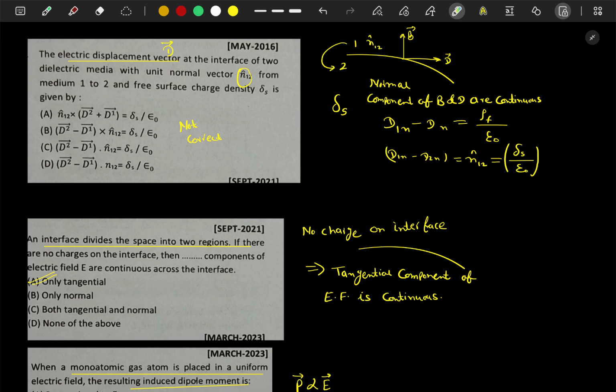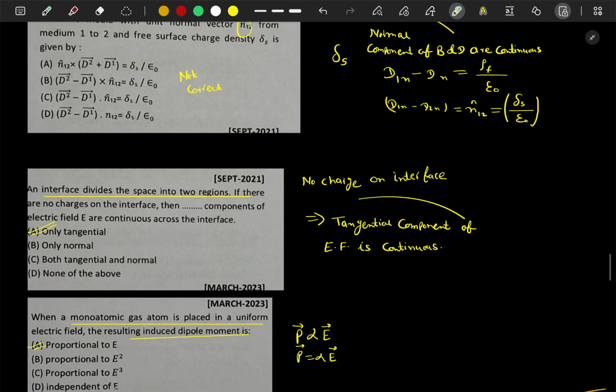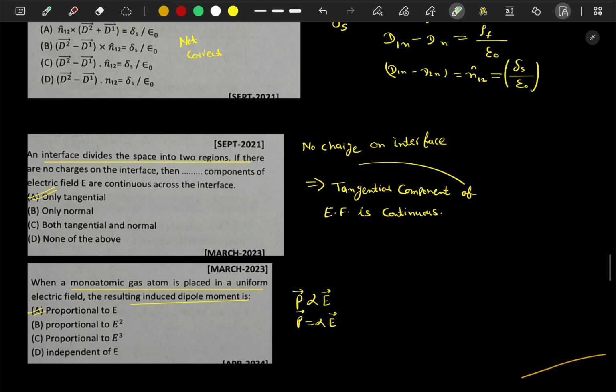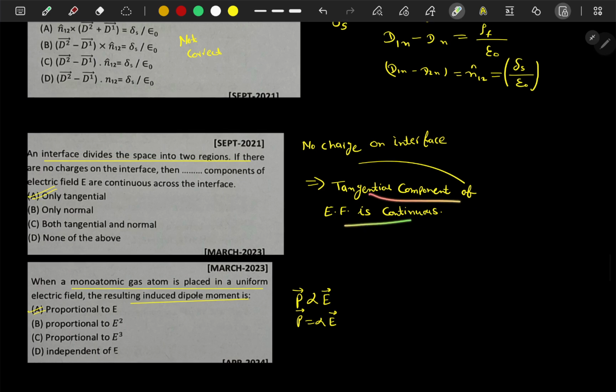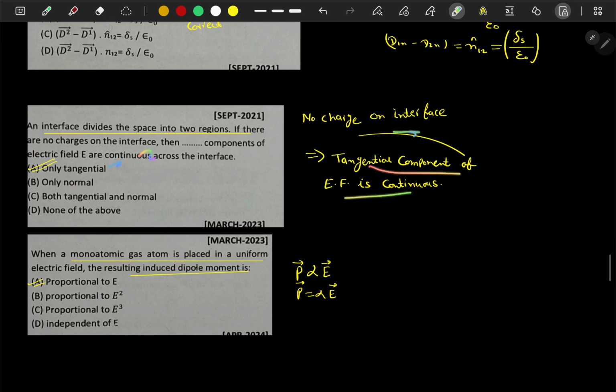Now focus on the next question. An interface divides the space into two regions. If there are no charges on the interface, then components of electric field E are continuous across the interface. Which component of the electric field is continuous? So no charge on the interface means rho f is 0. So the tangential component of the electric field will be continuous, not the normal one.